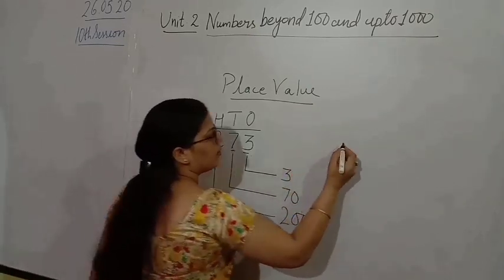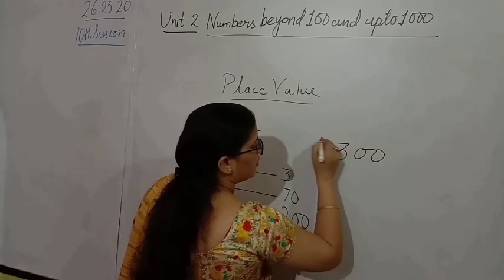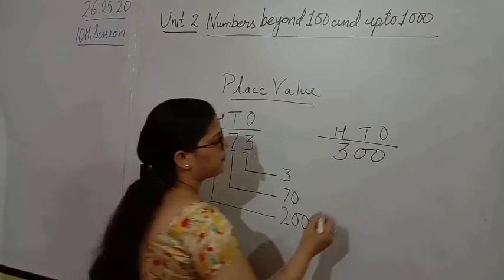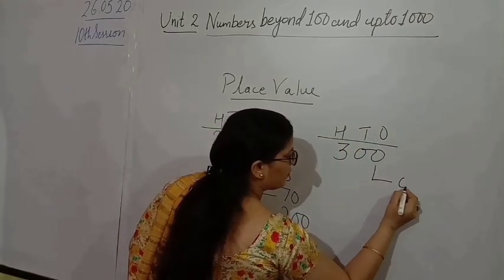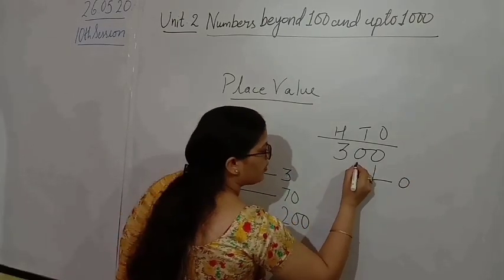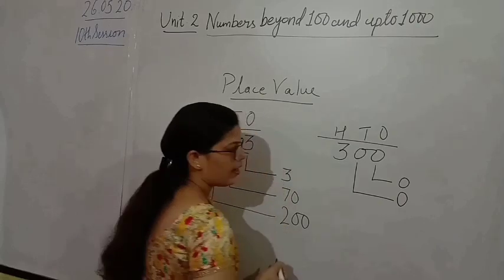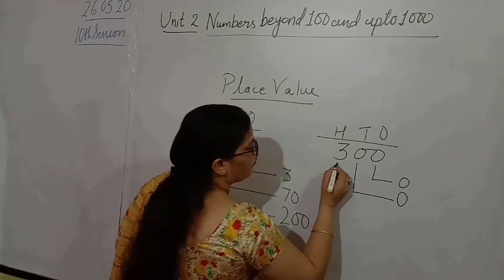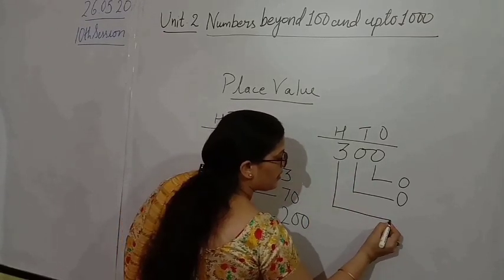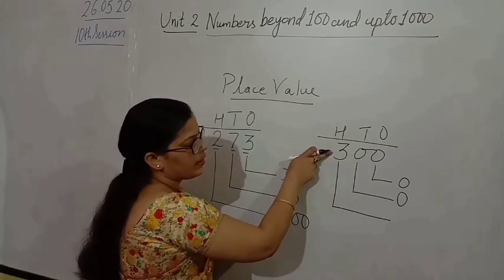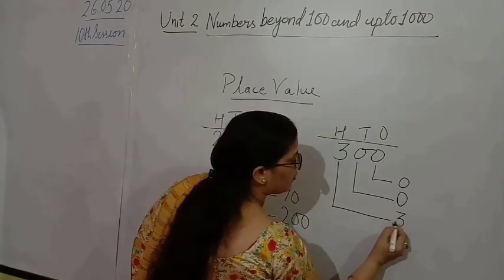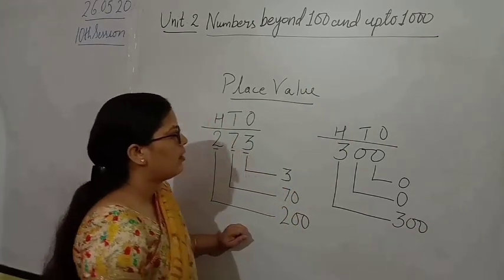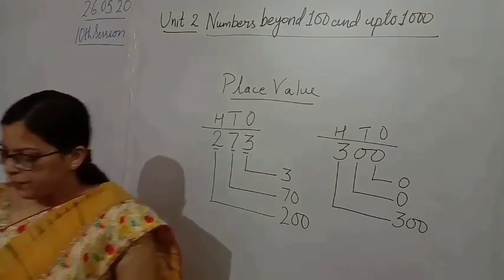Now if the number is 300, we have to write the place values. Now see here, place value of 0 at ones place will be 0. Place value of 0 at tens place will again be 0. As I have taught you, place value of 0 is always 0, whether it is at ones place, tens place or hundreds place. Now here 3 is at hundreds place, so its place value will be 300. Got it now?